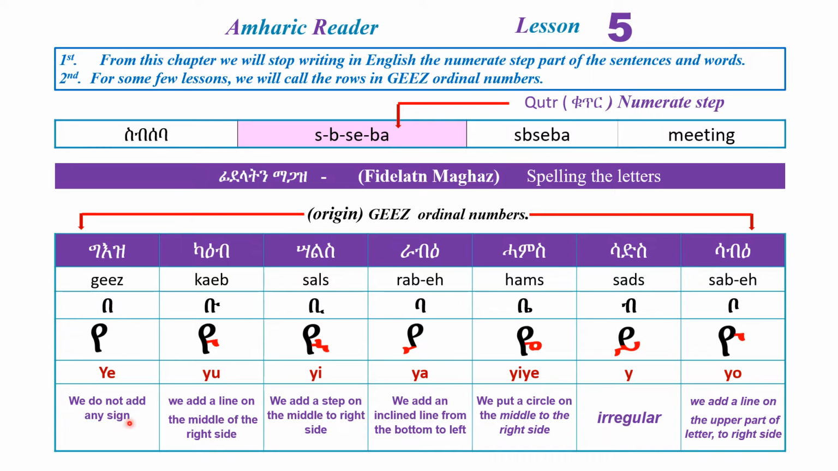To the first letter Ye, we do not add any sign. To the second letter Yu, we add a line on the middle of the right side. To the third letter Yi, we add a step on the middle to right side. To the fourth letter Ya, we add an inclined line from the bottom to left. Ye, we put a circle on the middle to the right side. Yu is irregular. Yo, we add a line on the upper part of the letter to right side. Ye, Yu, Yi, Ya, Ye, Yo.